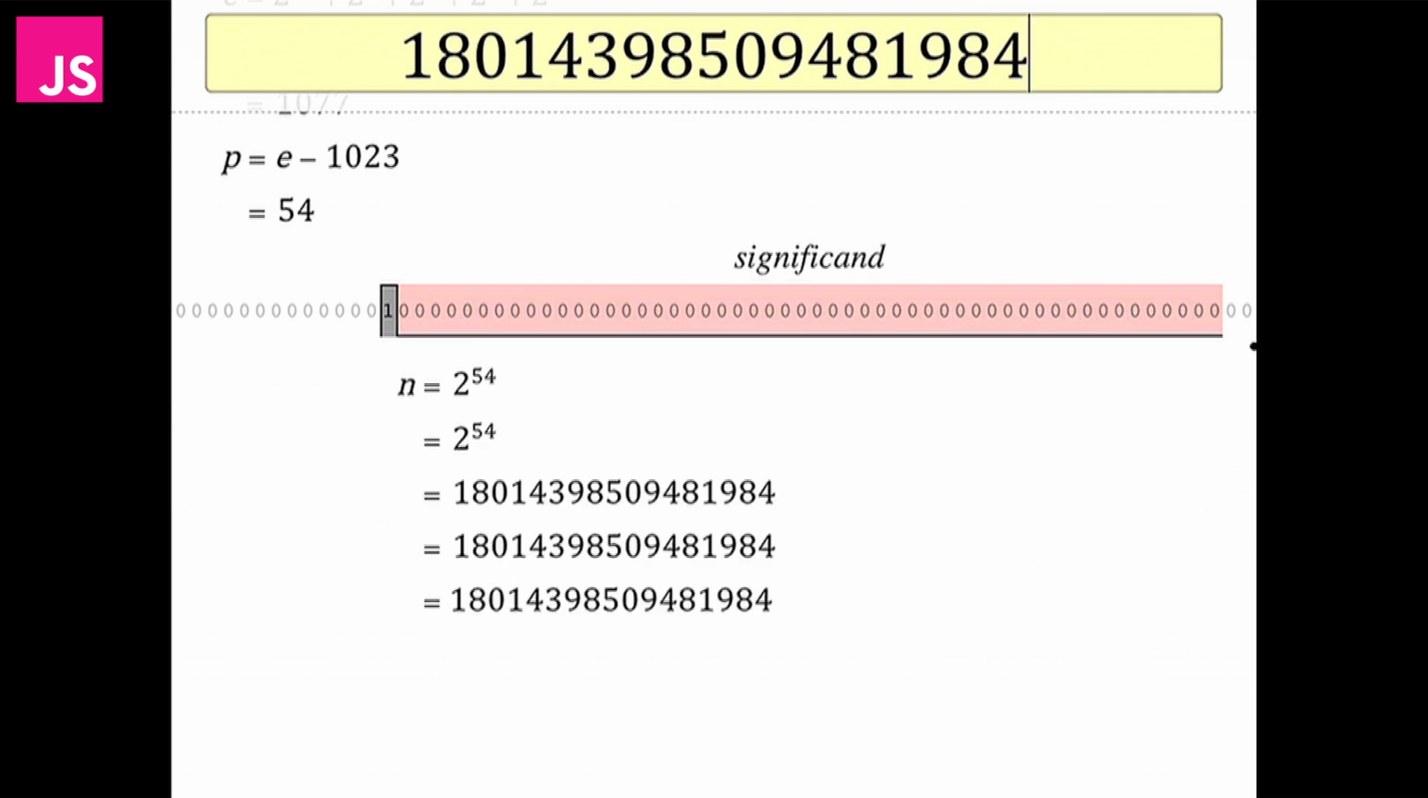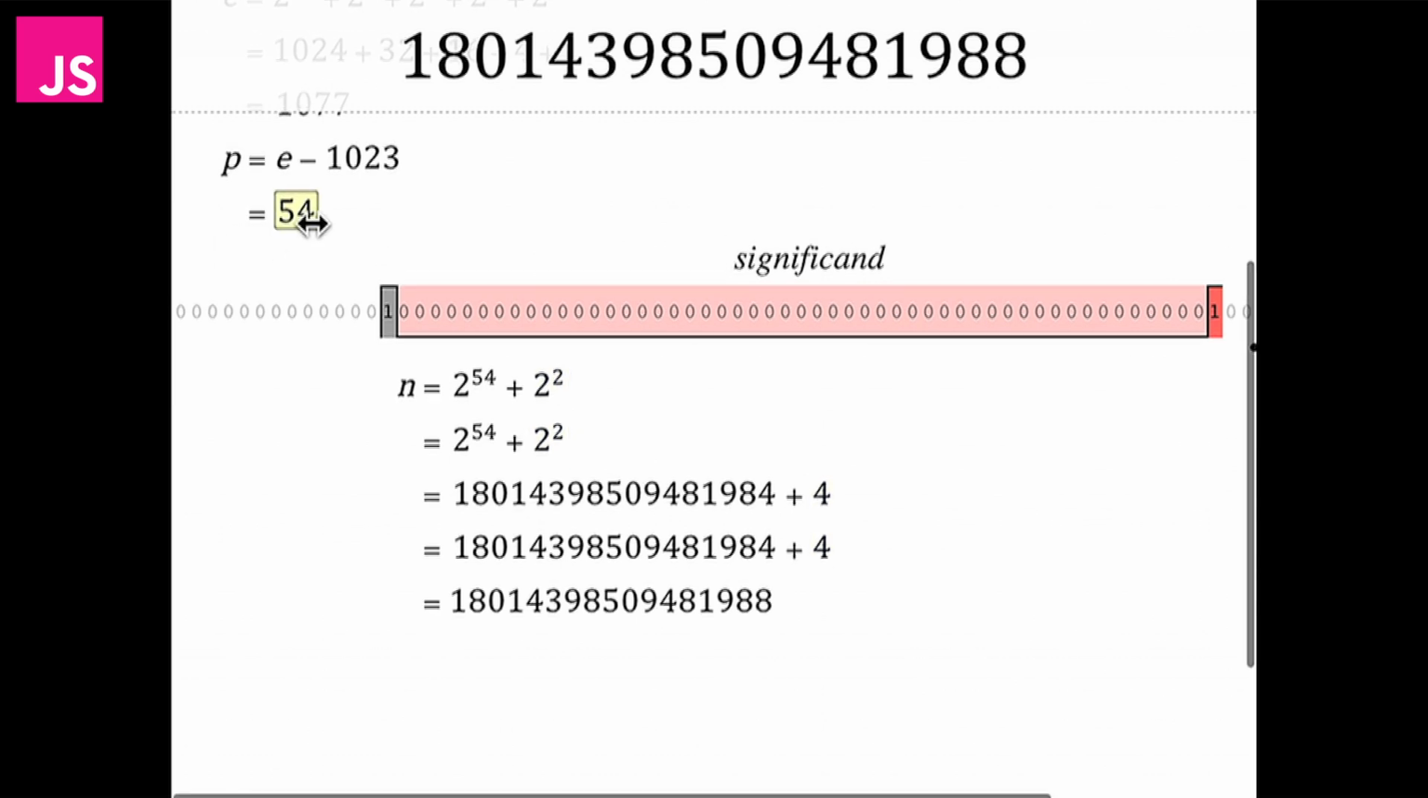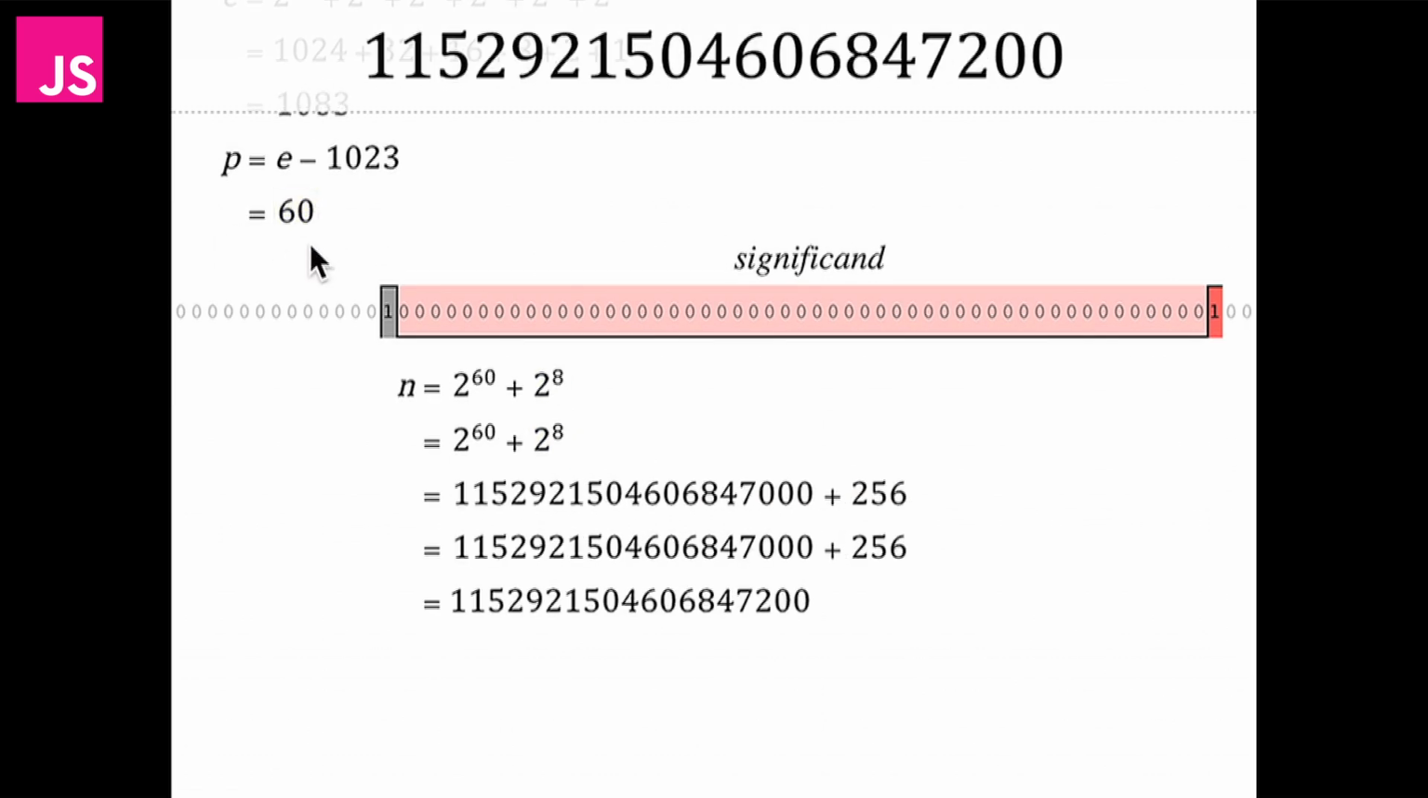And again, to represent the bigger number, we have to move the point to the right. So right now we have 2 bits that are assumed to be 0. So the last bit we control is representing 2 to the power of 2. So it's 4. So we can represent only every 4th integer for exponent equal to 54. So the bigger the exponent gets, the bigger gaps we will have between the integer values we can represent.